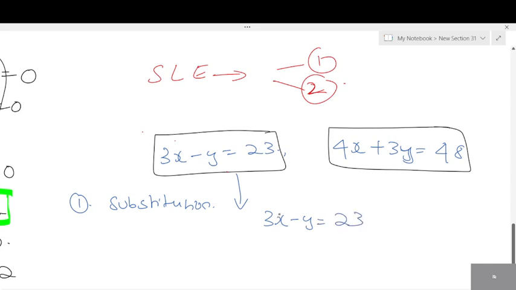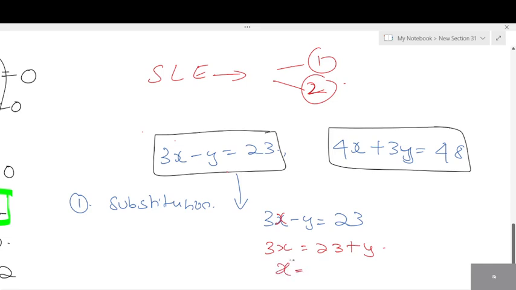For substitution, what we do is take the first equation, 3x minus y is equal to 23. How do you find the value of x from this? All of you will respond. If I want to find the value of x, what happens to y? y goes to the other side. So what do you get? 23 plus y. I don't need 3. I just need x. What happens to 3?